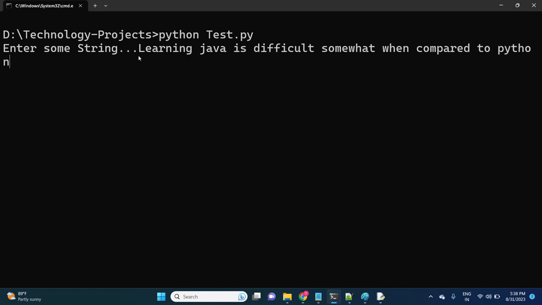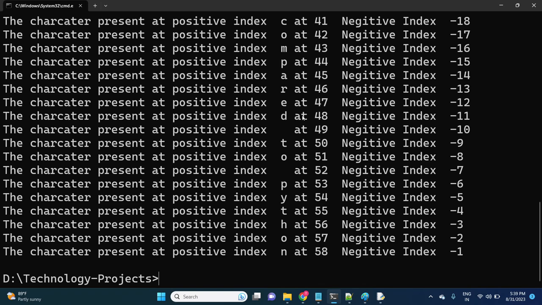Now we are going to get each and every character, which letter is at which position, including considering the spaces also. Now observe here, I am entering it. If you observe here, how many characters are there? Total 58 characters are there.